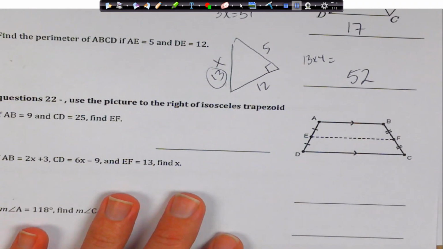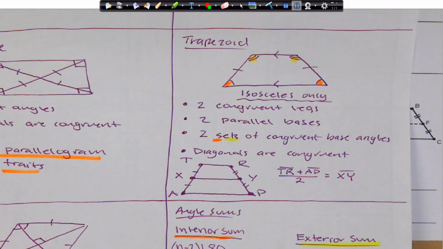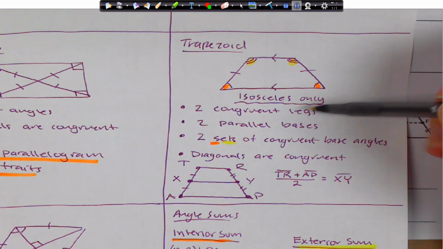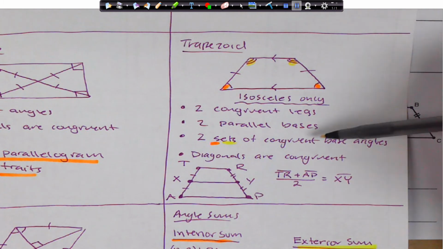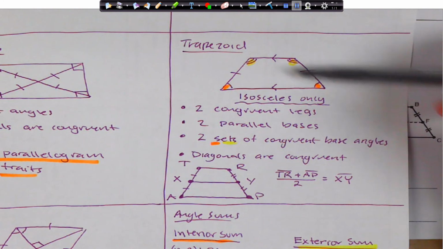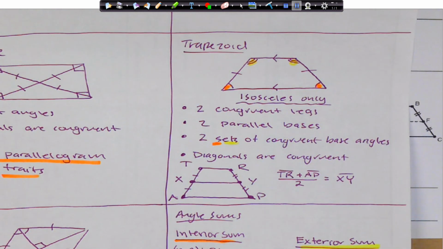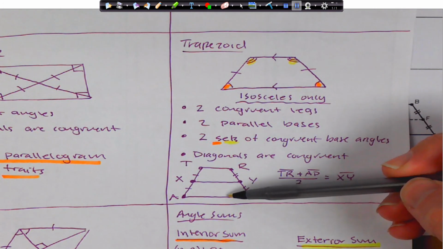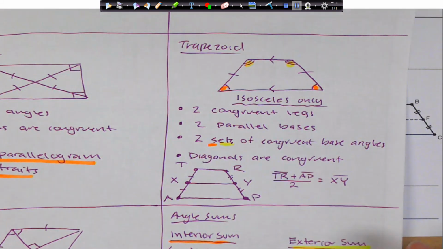All right, last 3, and we're talking about trapezoids, but more specifically the isosceles trapezoid, which has 2 congruent legs right here and here, and 2 parallel bases right here and here. These are congruent, these are congruent, and the diagonals are congruent. And then we also have the trapezoid midsegment theorem, which is the top base and the bottom base added together divided by 2 equals the midsegment.